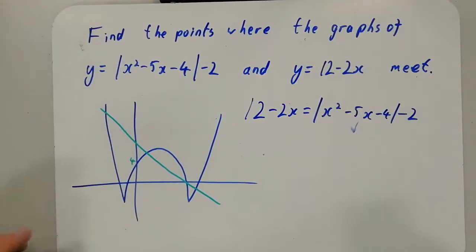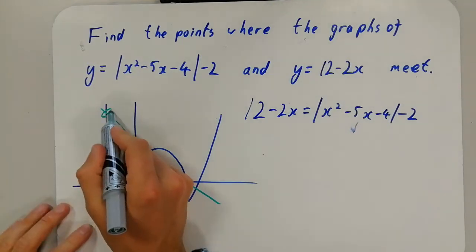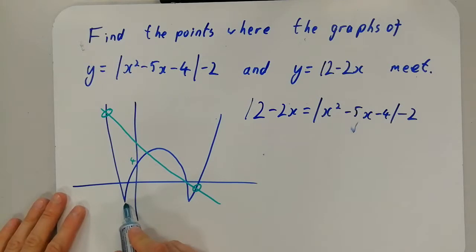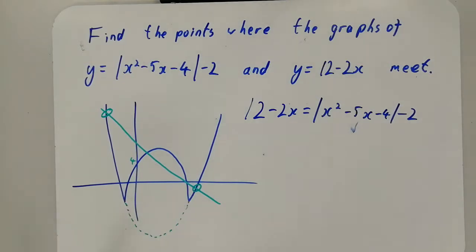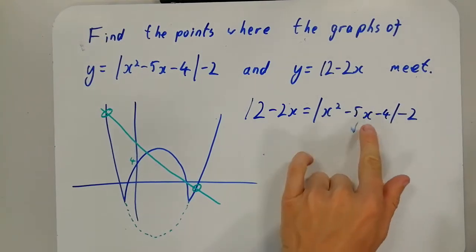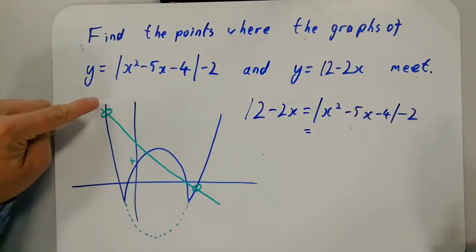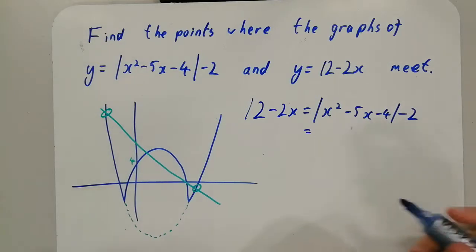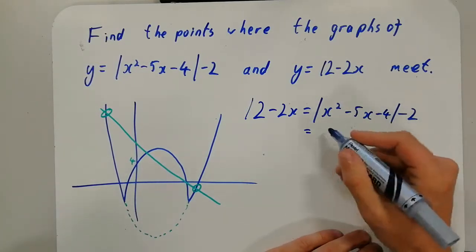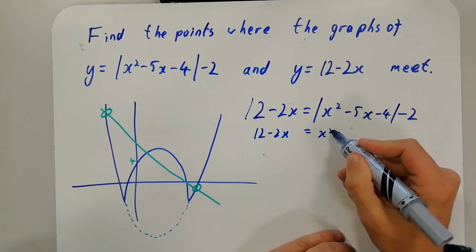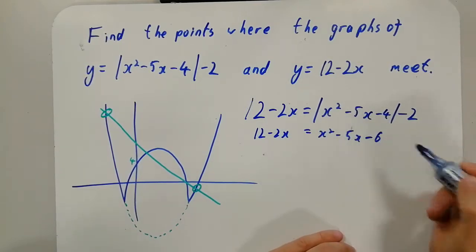Okay, first of all we're going to look at finding these two intersections. Now that was where we would have just had the regular parabola if the modulus hadn't taken effect. Our graph would have just looked like that. So we'll assume first of all that this modulus function has had no effect, and we'll just pretend that it's not there, because there are intersections where that modulus has had no effect. And we'll see that this simplifies to 12 minus 2x equals x squared minus 5x minus 6.